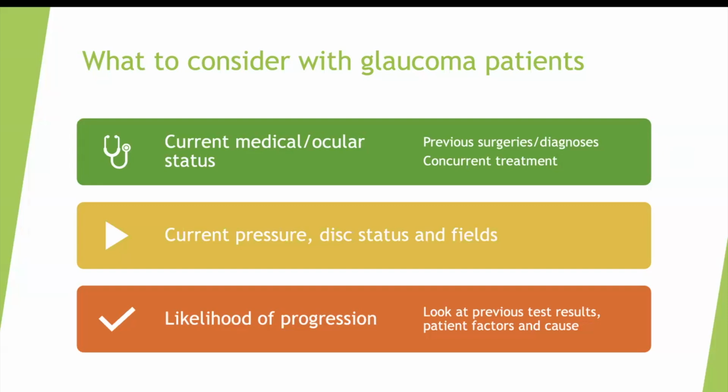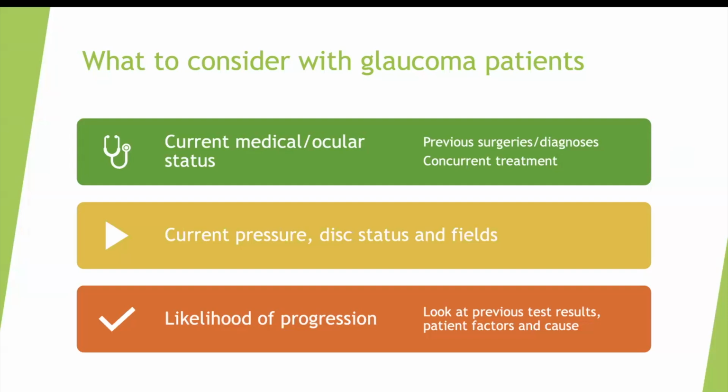So all of that feeds into this last thing, the likelihood of progression of the patient in front of you. So when you're looking at the test results, the patient factors, and the causes, for example, secondary glaucomas do tend to be a bit more aggressive than your primary glaucomas. So these are patients where you're going to consider, is this person in front of me going to progress quite quickly over the next 6 to 12 months?